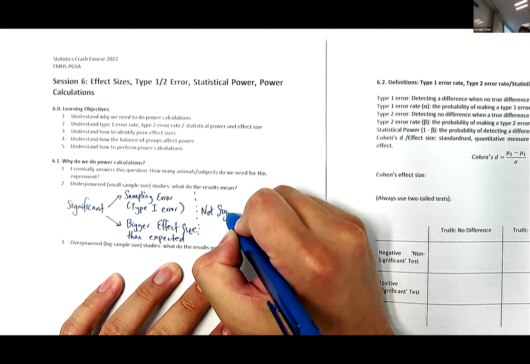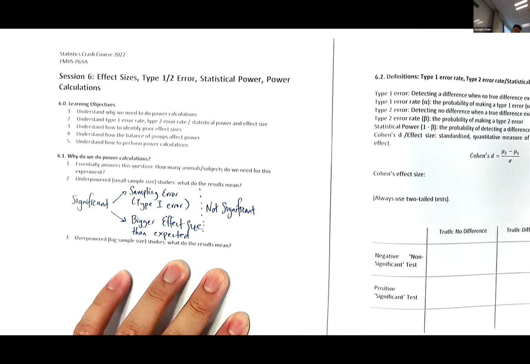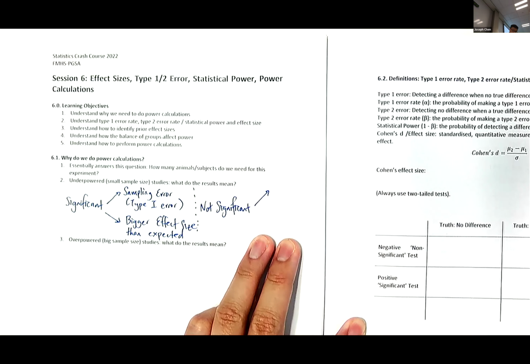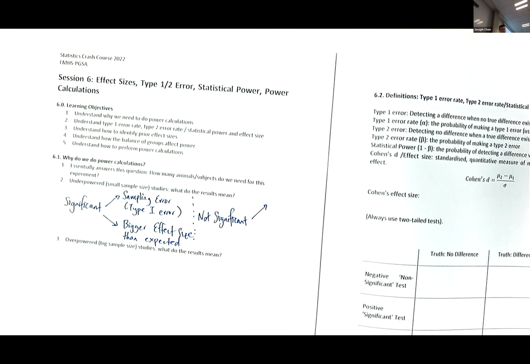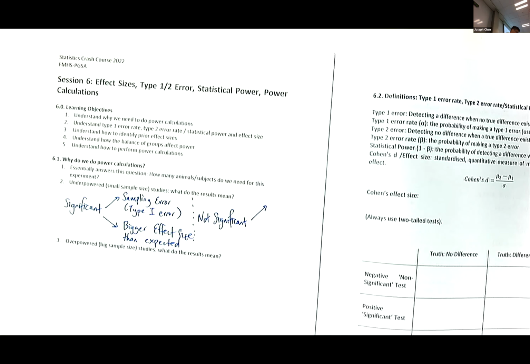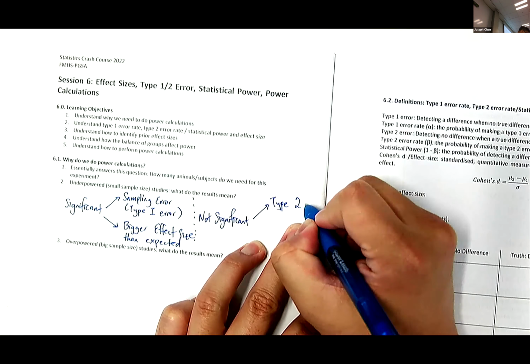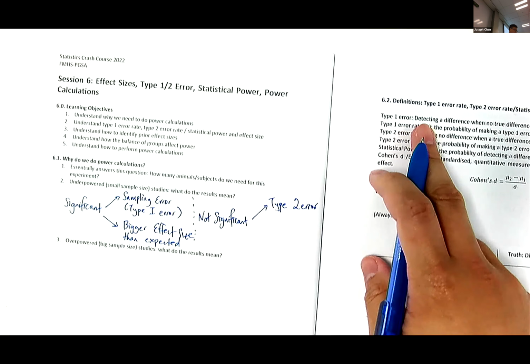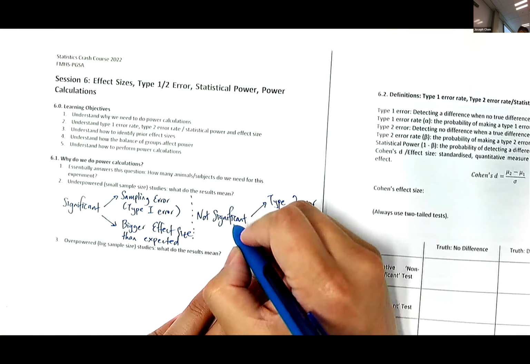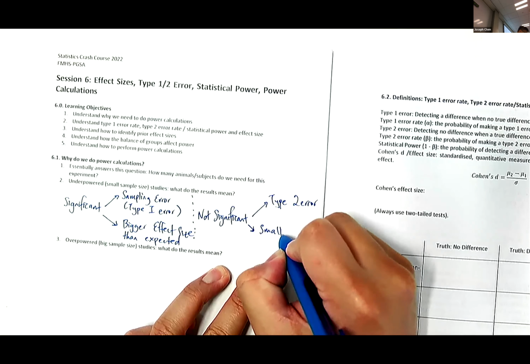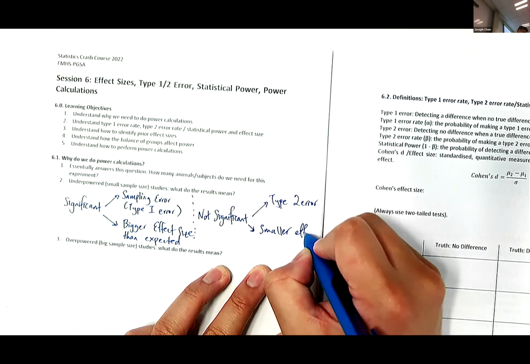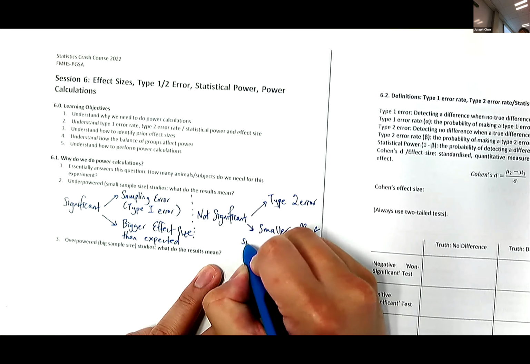What if you get the result not significant? On one hand, if your results were not significant, because it's underpowered and you have a small sample size, you could have committed a type 2 error. And I'll explain what type 2 error is on the next page. Or you should be expecting a smaller effect size than expected.